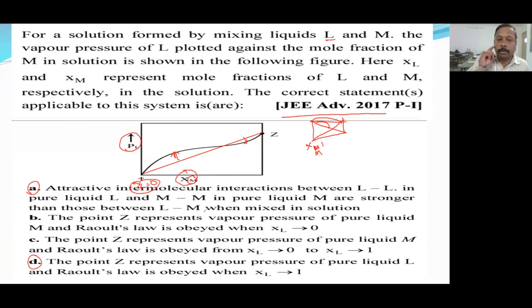Accordingly, positive deviation means higher pressure. I will write it here: when pressure is higher, attraction forces are lower. So accordingly, A and D will be correct. Up to here what and after this what, that is what is given in the A and D options.